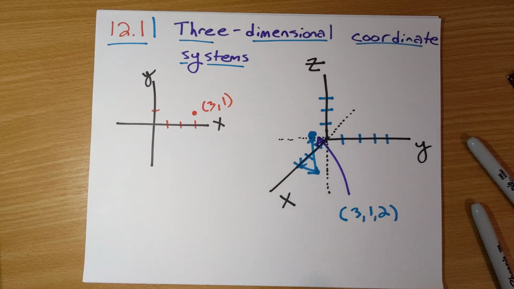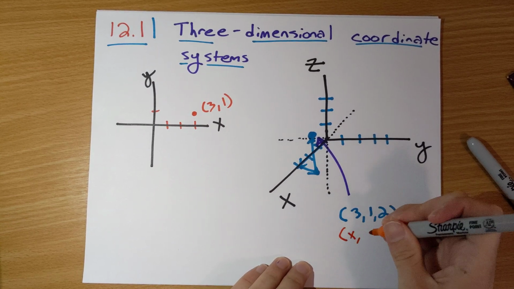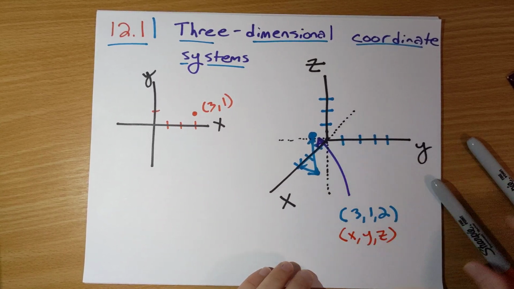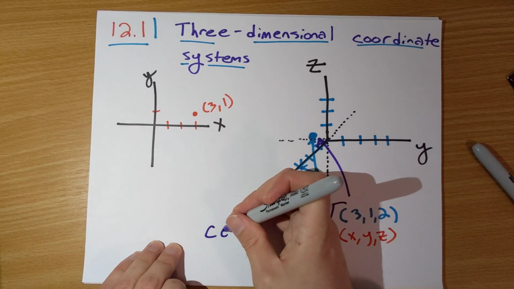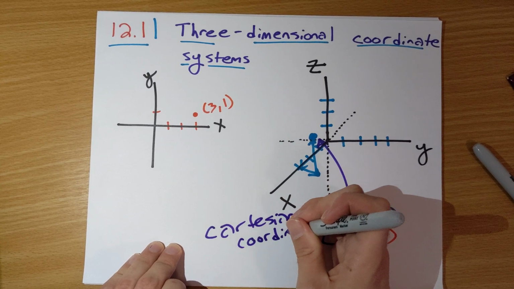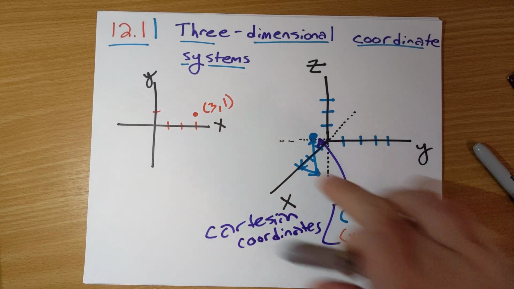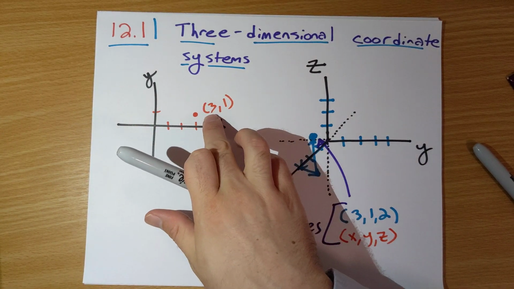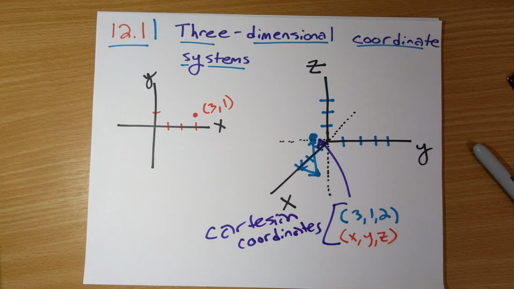I drew this picture in the first video of the section here. So let me just point out here, this 3, 1, 2, this is really x, y, and z. This is an example of Cartesian coordinates. And so if you can do Cartesian coordinates in 2 dimensions, x is 3, y is 1 here, everything works exactly the same way in going from 2 dimensions to 3 dimensions.